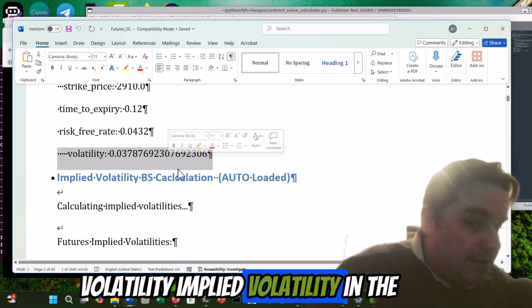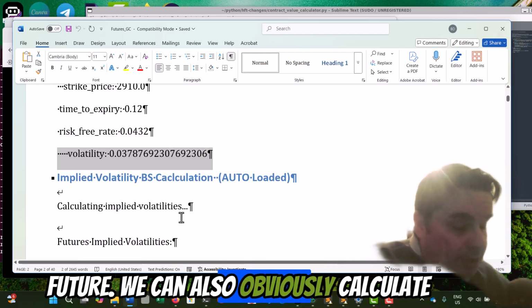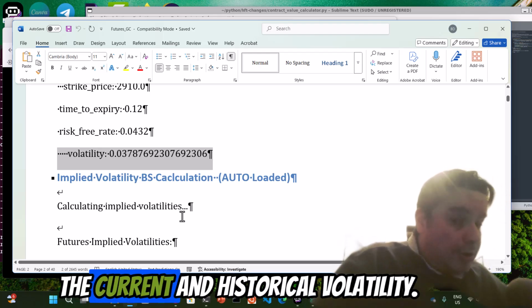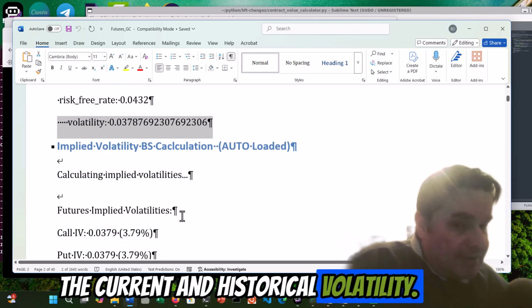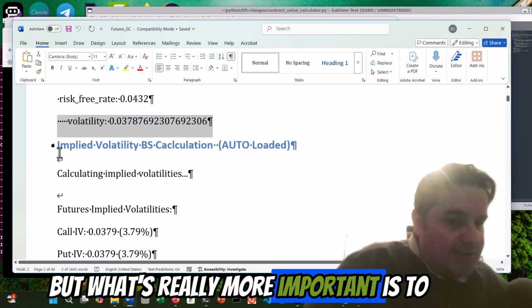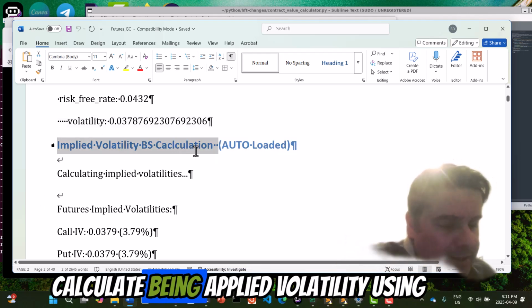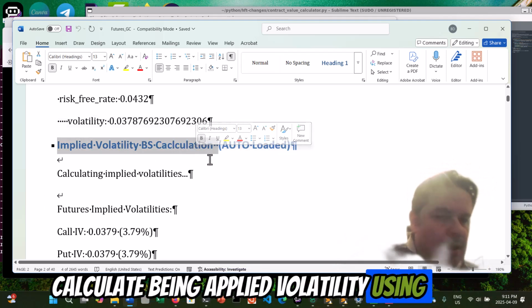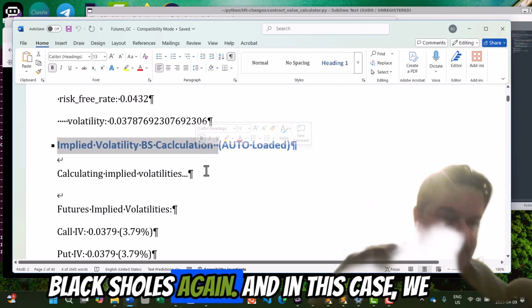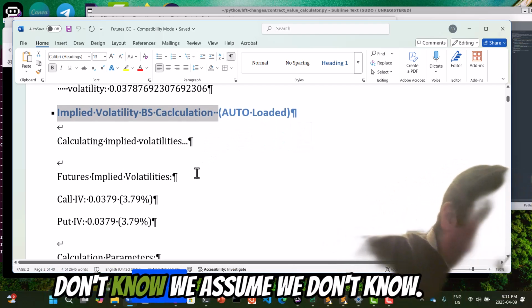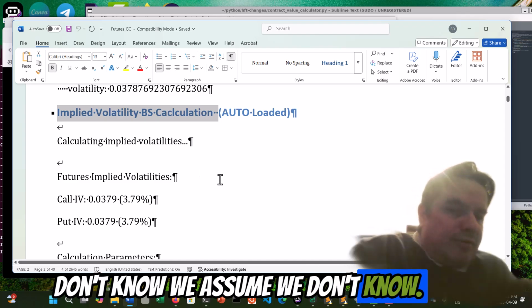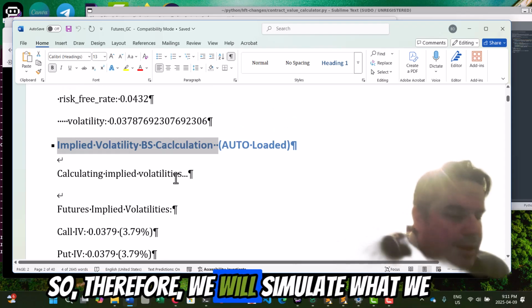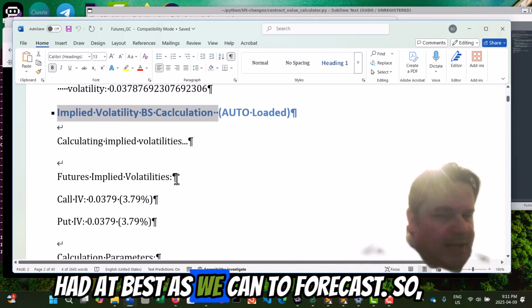So here, one of the ways we're using Black-Scholes is to calculate implied volatility, meaning not current volatility, implied volatility in the future. We can also obviously calculate the current and historical volatility, but what's really more important is to calculate the implied volatility using Black-Scholes again. And in this case, we assume we don't know, so we will simulate as best as we can to forecast.